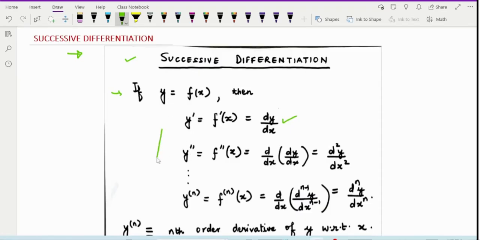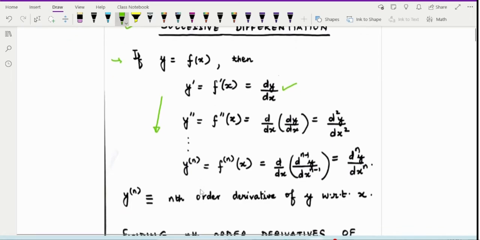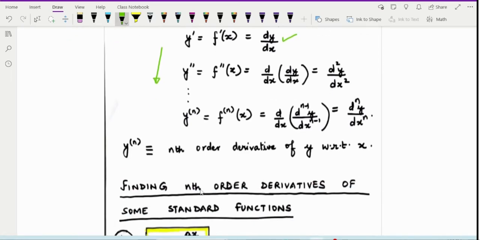If you keep on doing this exercise successively, you are going to land into the nth order derivative in general of the given function y for any given n. So this is how we are going to continue and find out successive derivatives of certain standard functions. Yn is called the nth order derivative of y with respect to x, and in some books it's also written as the nth differential coefficient. It's also called nth differential coefficient of y.